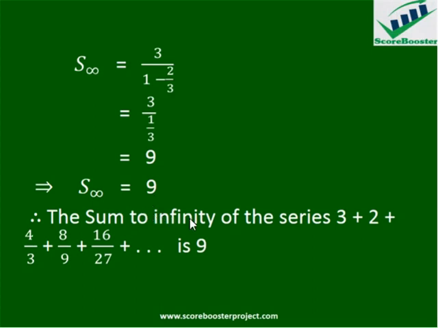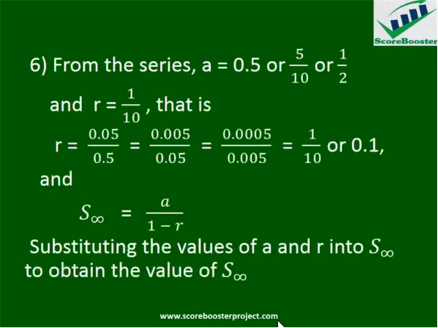The sum to infinity of the geometric series 3 plus 2 plus 4 over 3 plus 8 over 9 plus 16 over 27 up to infinity is 9. So that solves the 5th question. Now we move to the solution of the 6th question. This 6th question is very similar to this 5th question.